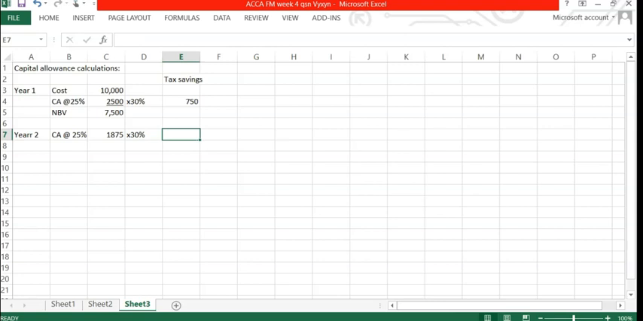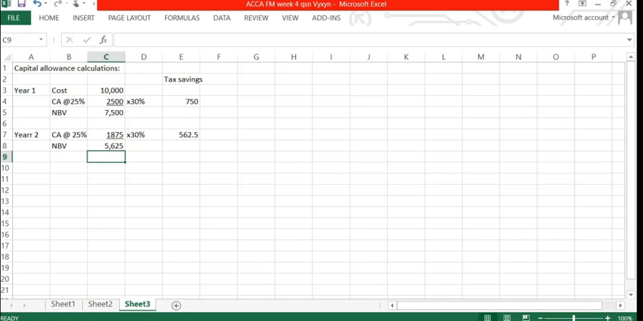apply that by 30%, that equals this amount multiplied by 30%, that's 562.50. Okay, then for us to get our net book value, you underline here just to make your work easier. All right, so the net book value, that's 7,500 minus this much, you get your 5,625.